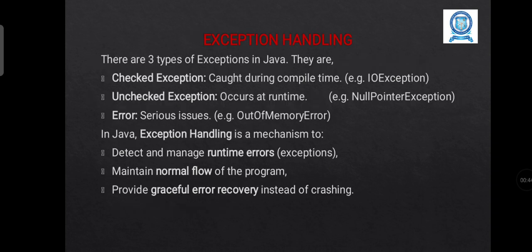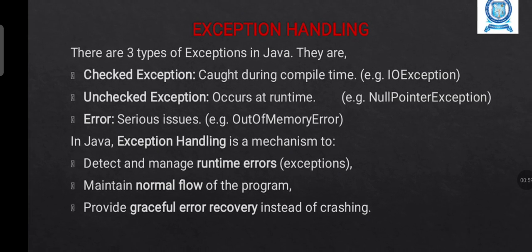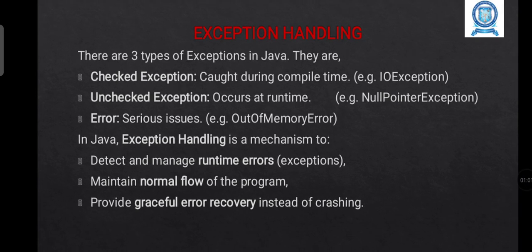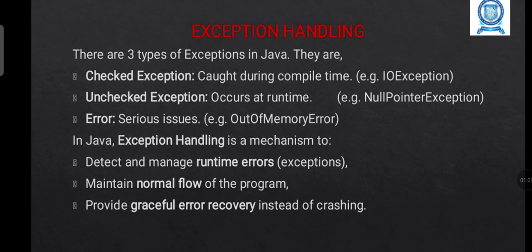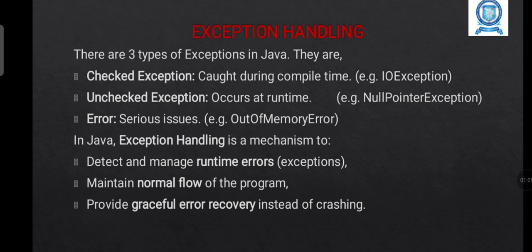In Java, there are three types of exceptions: checked exceptions, unchecked exceptions, and error. Checked exceptions are caught during the compilation time. For example, IOException is a checked exception. Unchecked exceptions occur during the runtime. For example, NullPointerException is an example of an unchecked exception. Error, for example, is an out of memory error.